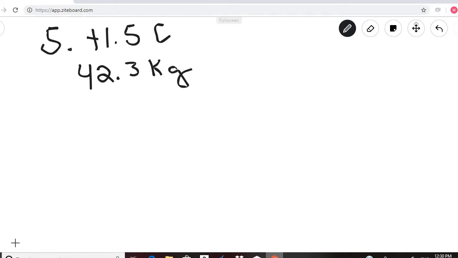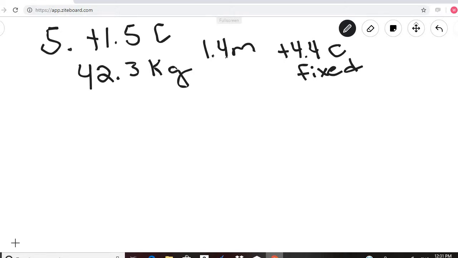Okay, question number 5. We have a positive 1.5 coulomb charge, and it has a mass of 42.3 kilograms, so a big charge. And it's placed 1.4 meters away from a fixed charge, which is a positive 4.4 coulombs. So this is the fixed. This is the one that can move. It's free to move.